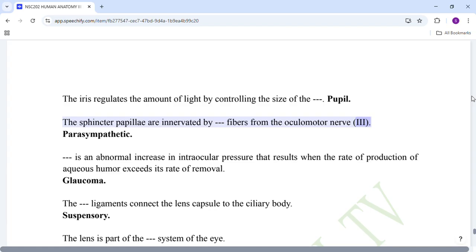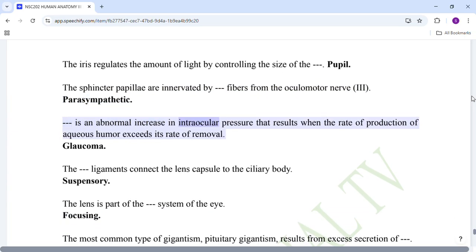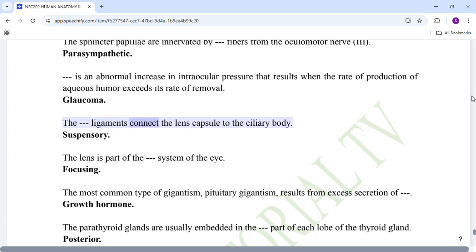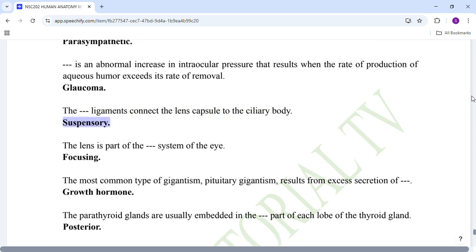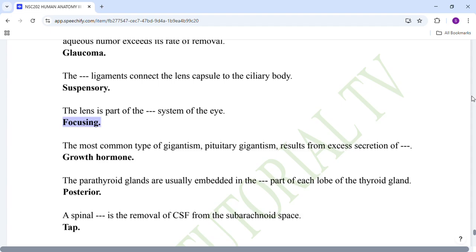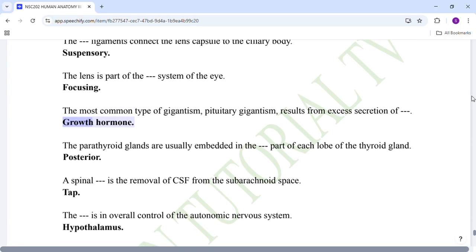3. Parasympathetic. Glaucoma is an abnormal increase in intraocular pressure that results when the rate of production of aqueous humor exceeds its rate of removal. Glaucoma. The suspensory ligaments connect the lens capsule to the ciliary body. Suspensory. The lens is part of the focusing system of the eye. Focusing. The most common type of gigantism, pituitary gigantism, results from excess secretion of growth hormone.